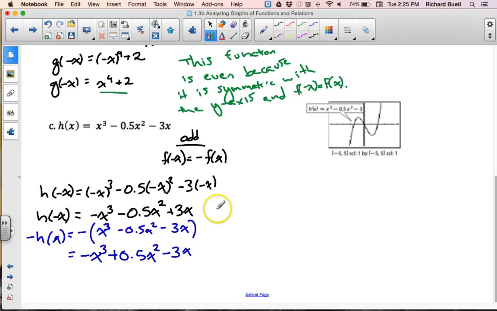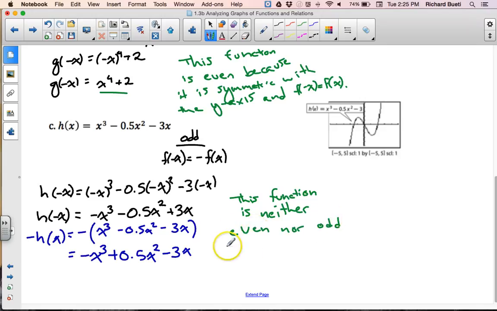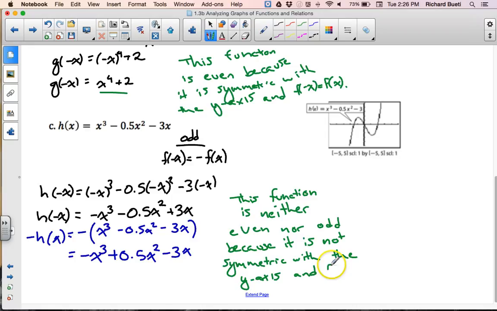So this function is neither even nor odd, because it is not symmetric with the y-axis, and it failed the odd test, which means h of negative x does not equal negative h of x.